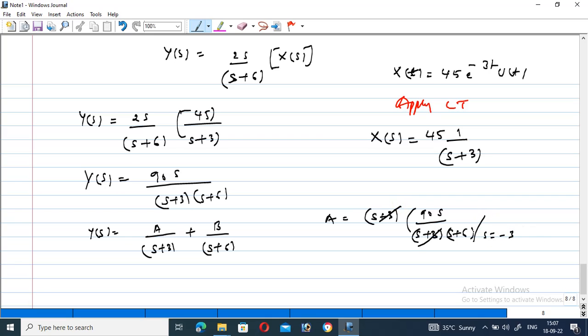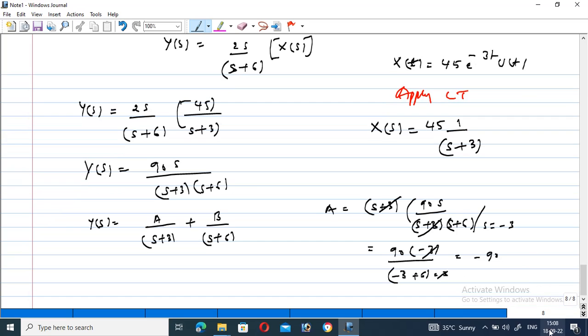If you are substituting s is equal to minus 3, what are we getting? 90 into minus 3, divided by minus 3 plus 6. This value gives rise to 3 only, right? 3 gets cancelled. Now we will get minus 90. Therefore, a value is equal to minus 90.